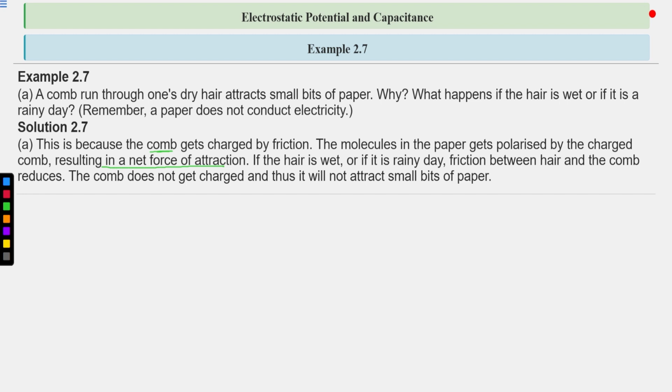Okay. So what happens if the hair is wet or if it is a rainy day? On a rainy day, or say the hair is wet, when we rub the comb or scale, then due to the water present in the air, friction will reduce. So friction between the hair and the comb reduces, which results in the comb not getting charge, or getting a very small amount of charge that is not enough to attract the bits of paper. So the comb does not get charge due to friction reduction, and thus it will not attract small bits of paper.